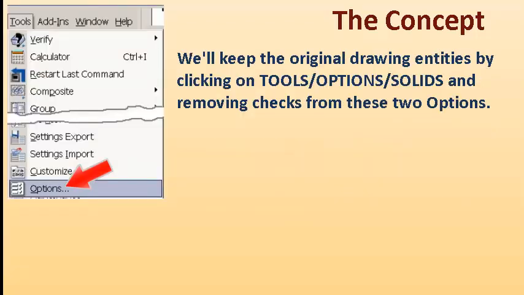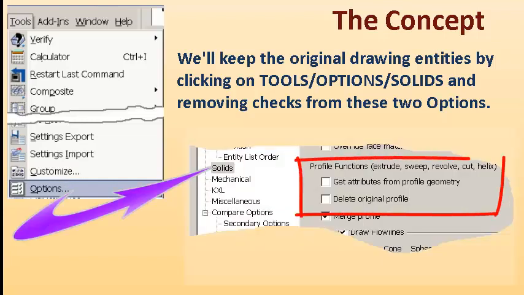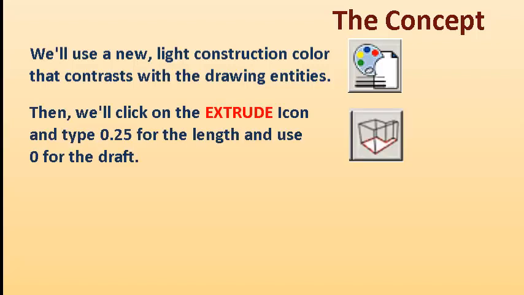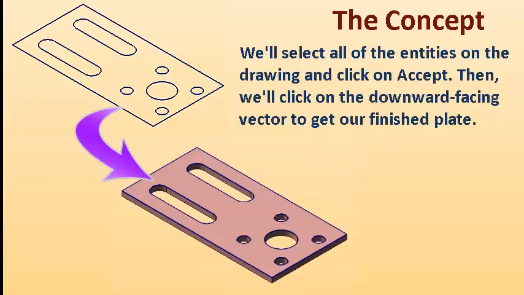We'll keep the original drawing entities by clicking on Tools, Options, Solids, and removing checks from these two options. We'll use a new light construction color that contrasts with the drawing entities. Then we'll click on the extrude icon and type 0.25 for the length and use 0 for the draft. We'll select all of the entities on the drawing and click on Accept. Then we'll click on the downward facing vector to get our finished plate.